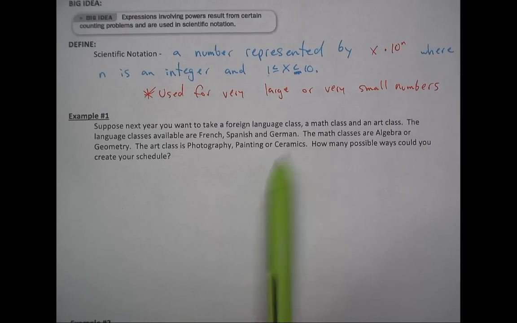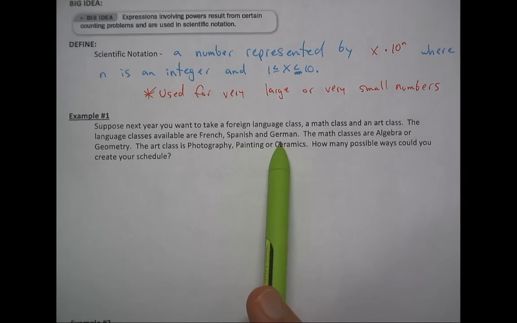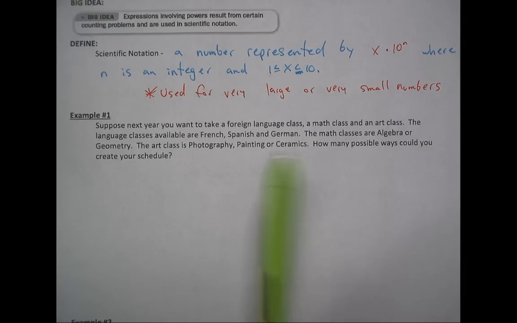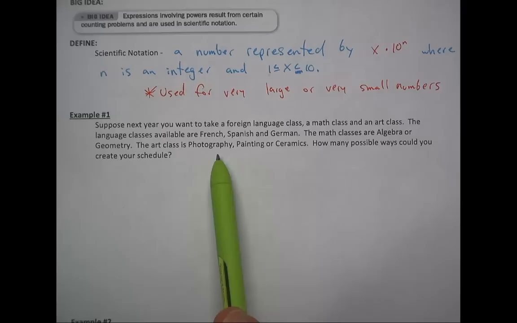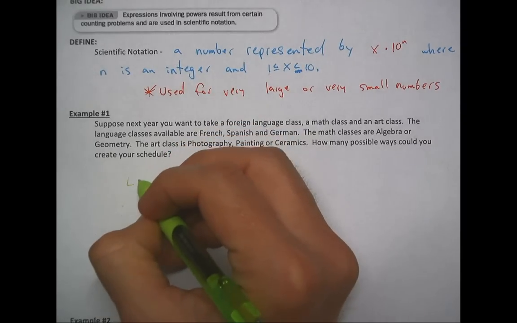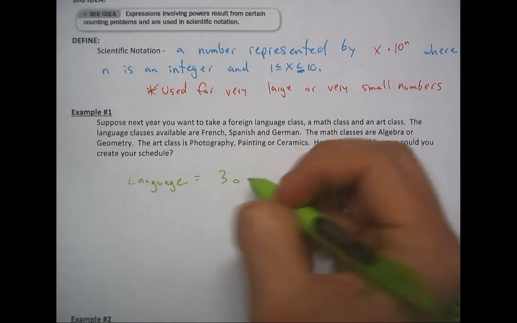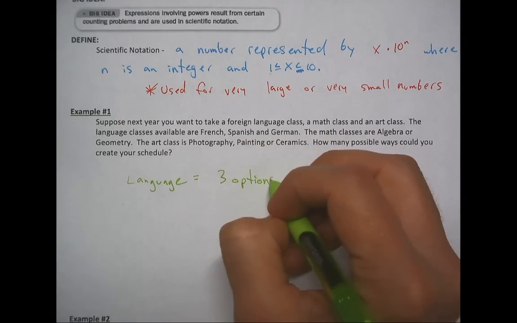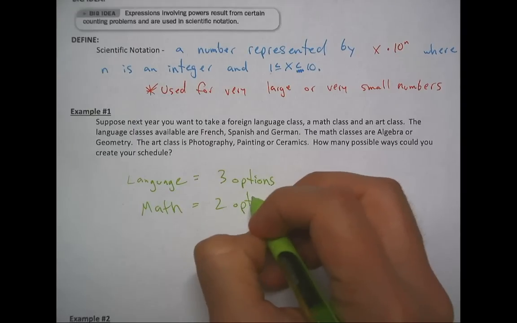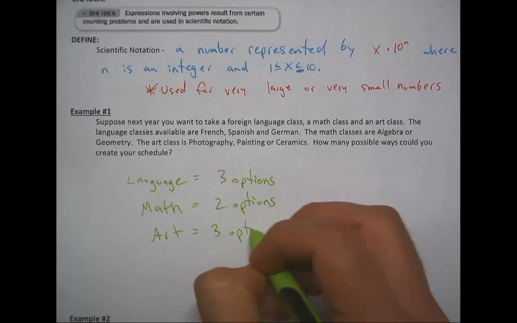You might say 3 at first, just off the top of your head, but that's not true. There are 3 different options for just your language class. And then depending on which one of those you choose, there are 2 different math classes. And once you've chosen your language and your math class, you have 3 different options for choosing your art class. So let's actually write that down. Your language class has 3 options. Your math class has 2. And your art class has 3.